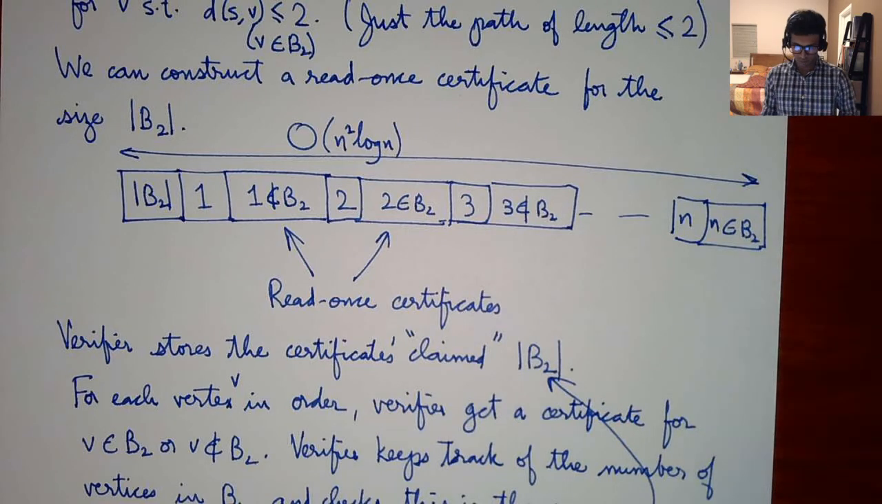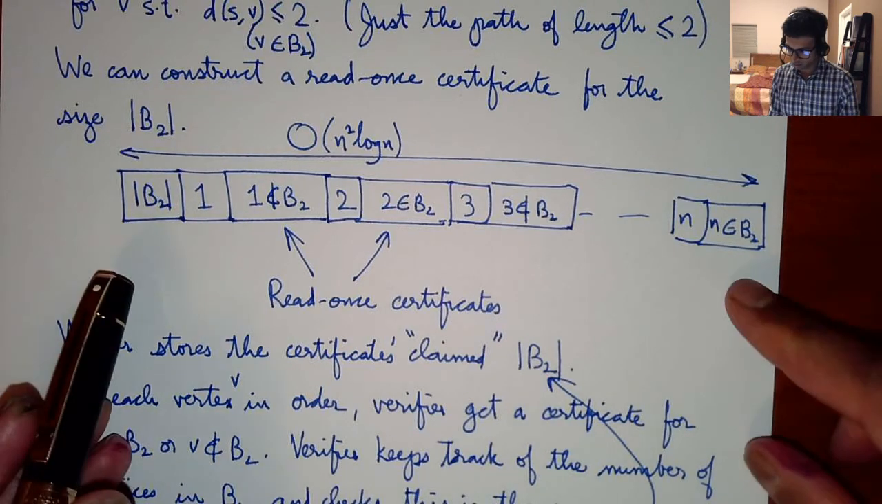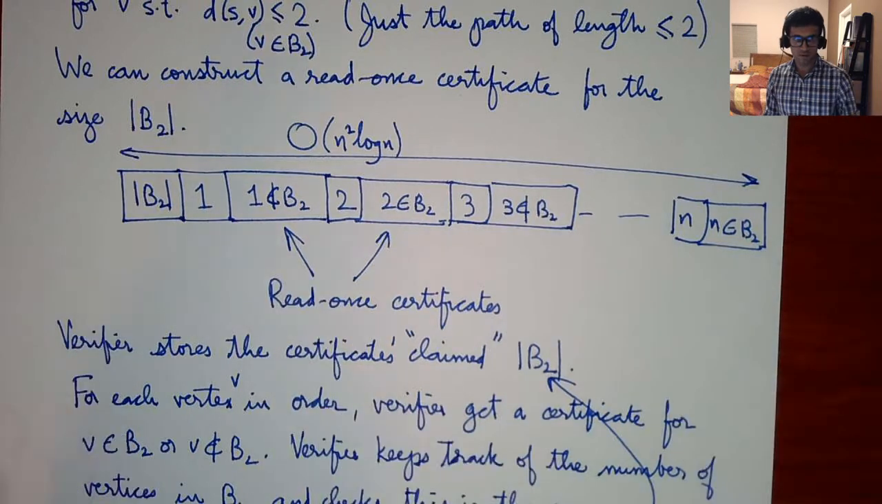So good. So what we're now going to do is, let me start writing, and then you can guess what I'm trying to do. So hopefully this makes sense. So there is a read once certificate for B2. What this means is you have a log space machine that can be convinced of the value of B2.